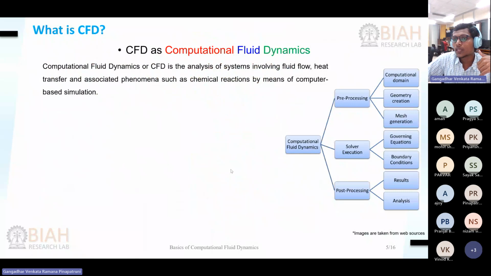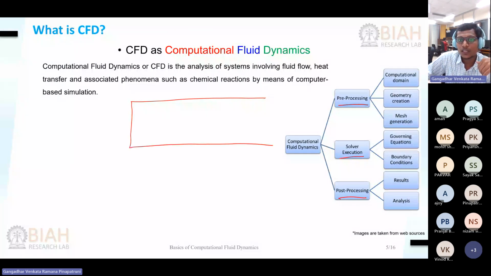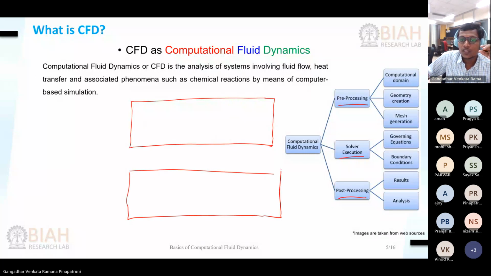First one is modeling a computational domain. Modeling a computational domain means you should understand what is the frame that I am creating. Suppose I want to simulate a flow over an aeroplane, I can do it in two methods. I told you both the methods, method 1 and method 2. That is, you can move the aeroplane in the frame.